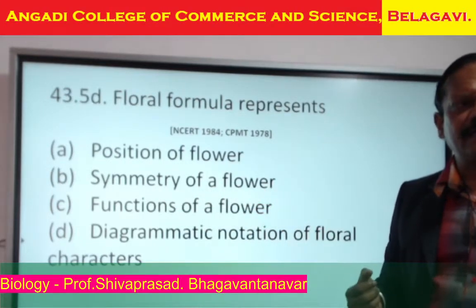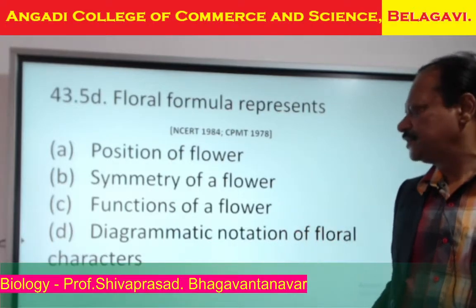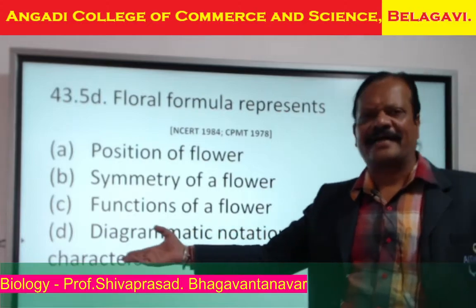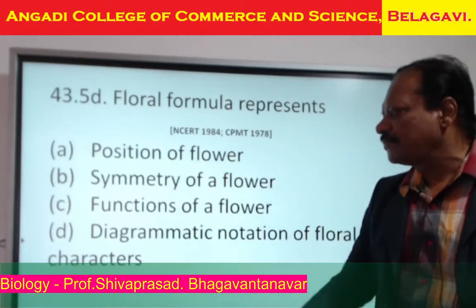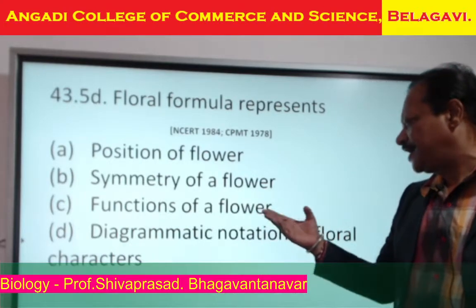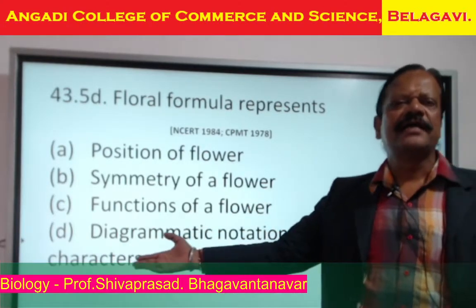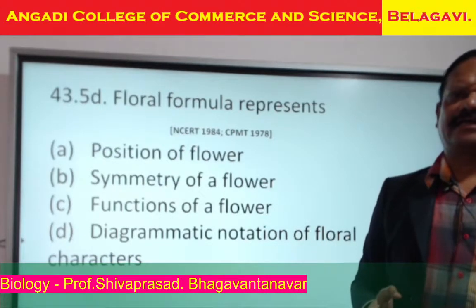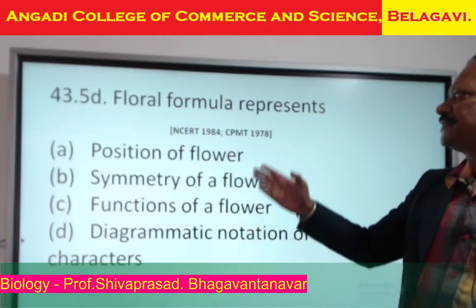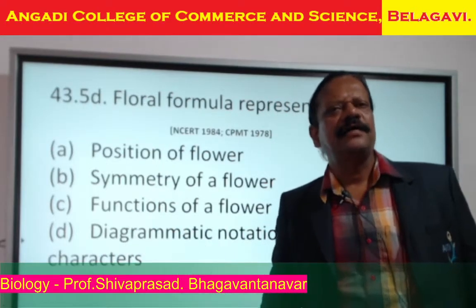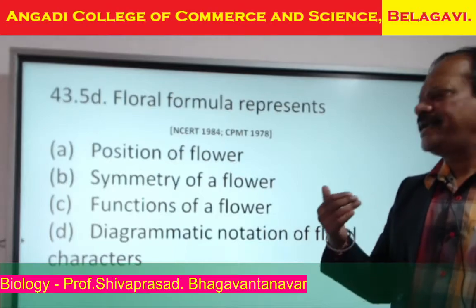Functions of a flower, it is also wrong. Then the diagrammatic notation of floral characters. So option D is the right answer. What we used to say, diagrammatic notation of the floral characters. Okay, so mapping of the floral characters, that people are calling floral formula. So in this question, option D is the right answer. We'll move to the next question.